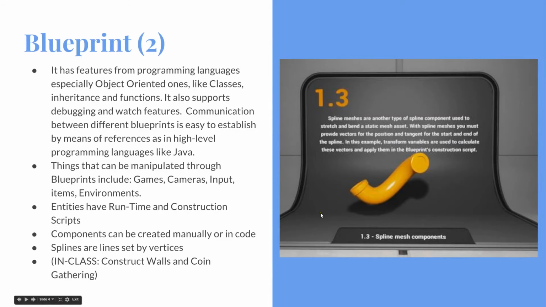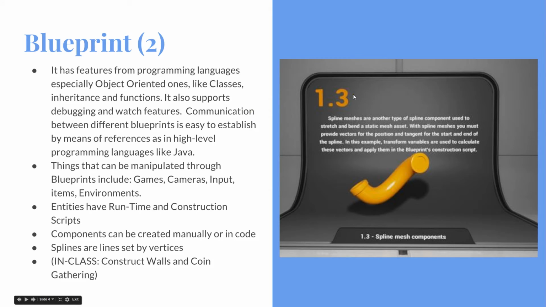Now, moving on. Well, essentially, blueprints have some of the features that other programming languages have, such as object-oriented ones, including classes, inheritance, and functions. Essentially, classes are a way to get the same functionality from older blueprints and put them into newer blueprints. Well, that's what inheritance is. A class is an individual blueprint.